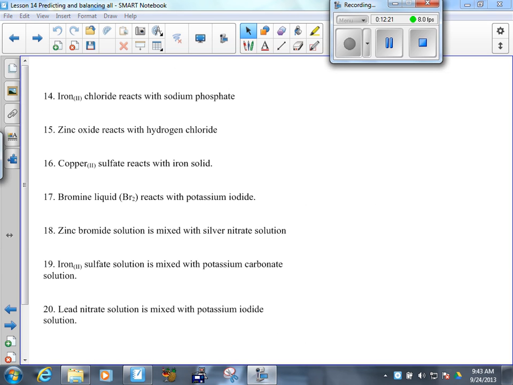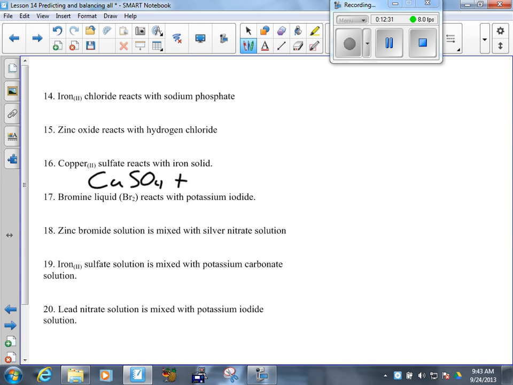Okay, guys, there's a mistake on my key. All right, so you need to check here. Number 16, copper sulfate is CuSO4, reacts with iron solid, Fe. All right, I have the answer using the 2+ charge for iron. Should that have been what I used? No, because 3+ is the most common charge.